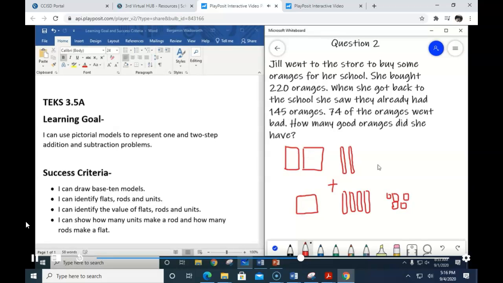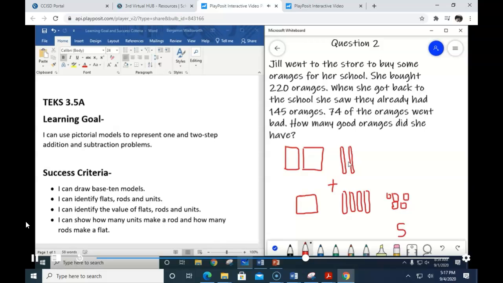And 220 up here. So we're going to go ahead and add these first. This is step 1, okay? So we're going to add these together first. So we always start with our units, right? So do we have any units up here? No, we don't. So we're just going to bring our 5 down.